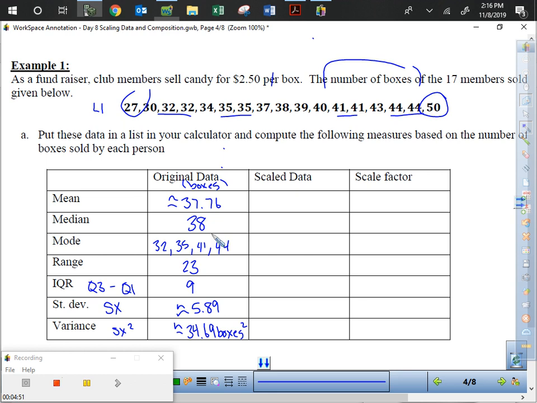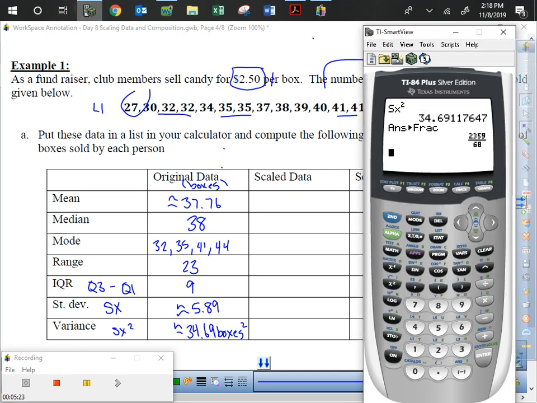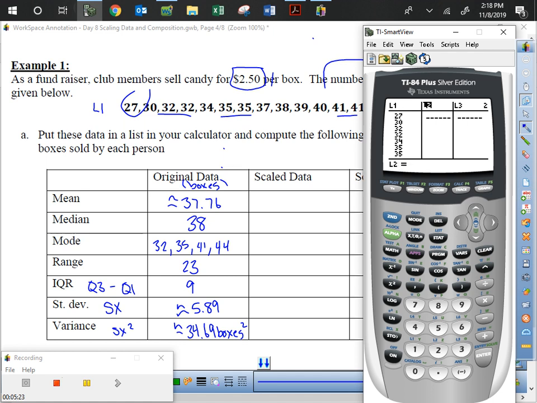So now what we're going to do here is talk about the scaled data and what happens to all of these statistics when we think about the money being applied here. So the scale number we're multiplying by here is 2.5 because we're talking about the price of all of the boxes, so essentially the number of dollars earned for each member. So in our calculator, let's all go back to the list, and what we're going to do is in list 2, we're going to multiply everything by 2.5, and remember, we don't have to do that by hand. Our calculator will do it for us.